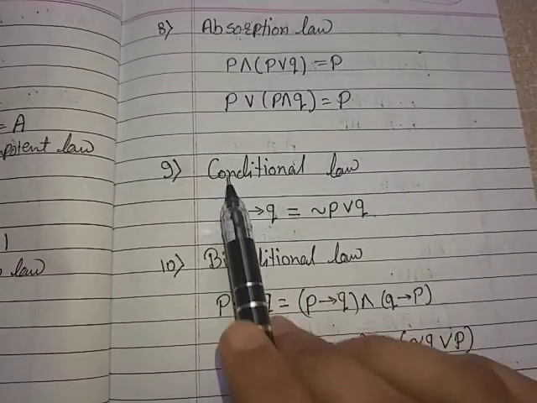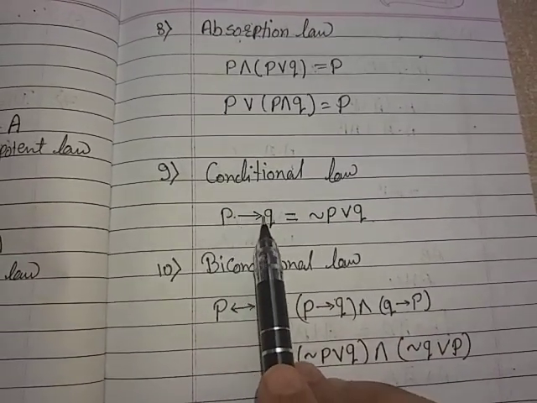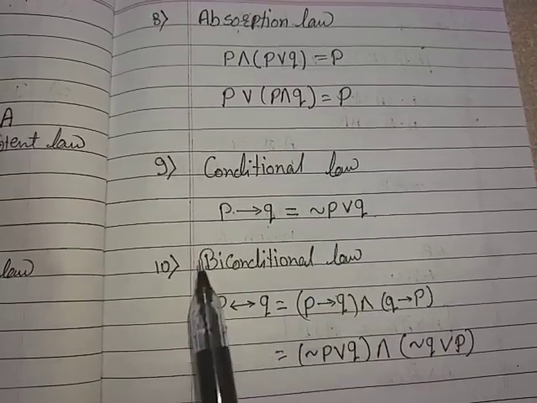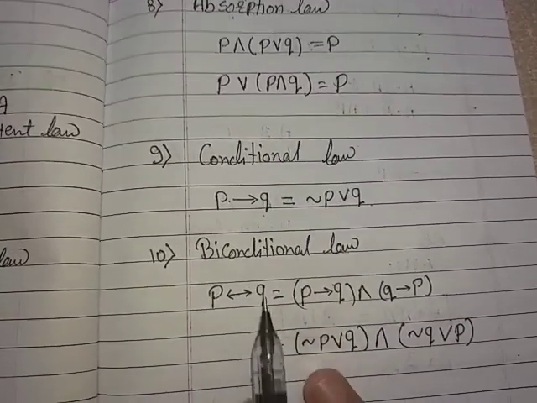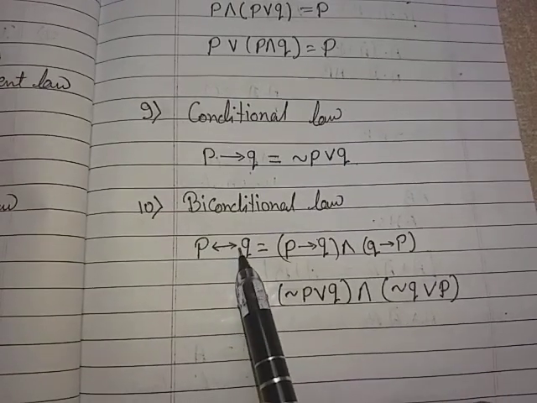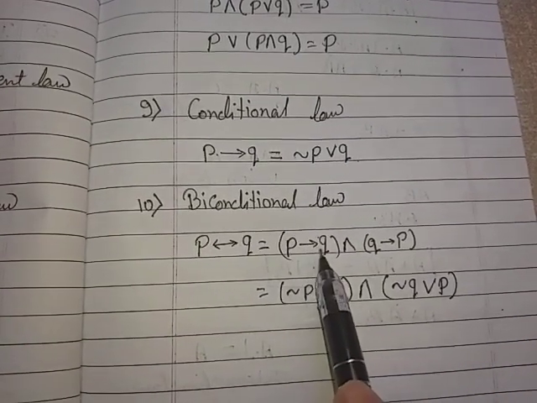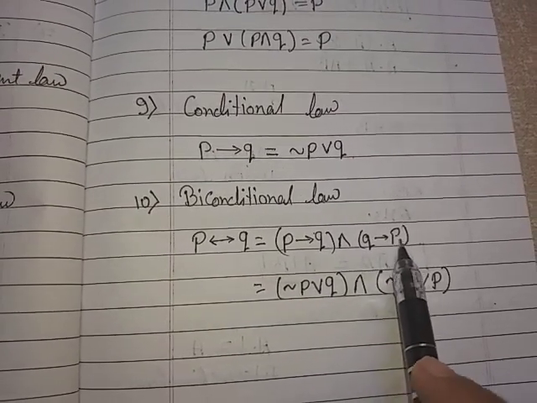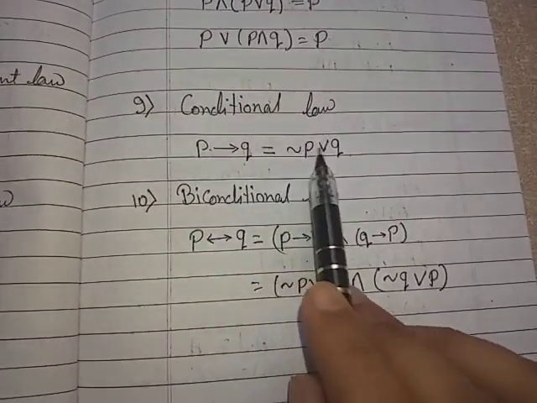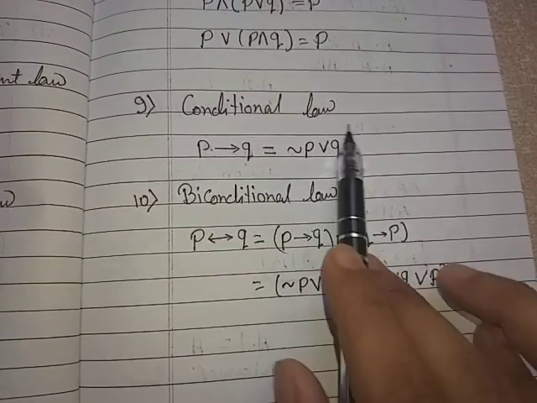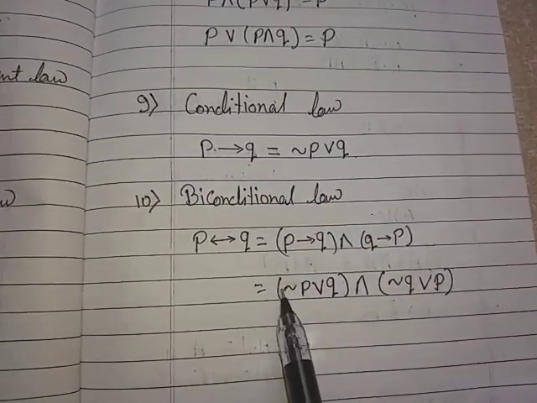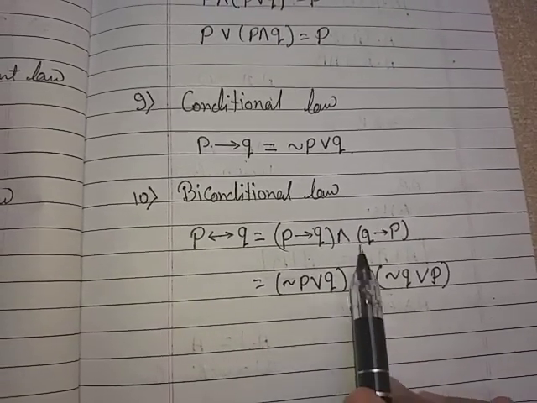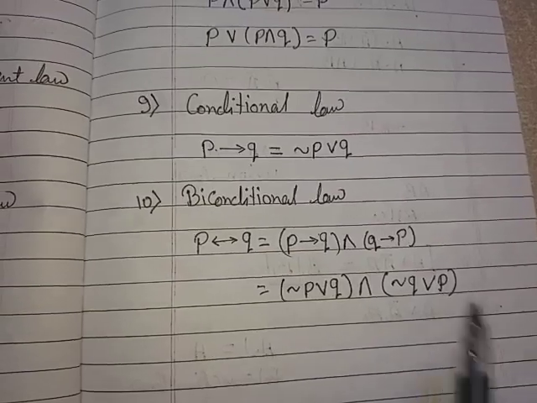The conditional law states that P implies Q is equal to negation of P disjunction Q, and the biconditional law is P biconditional Q is equal to (P implies Q) conjunction (Q implies P). As we know that P implies Q is negation of P disjunction Q, substituting this value, I will get (negation of P disjunction Q) conjunction (negation of Q disjunction P).